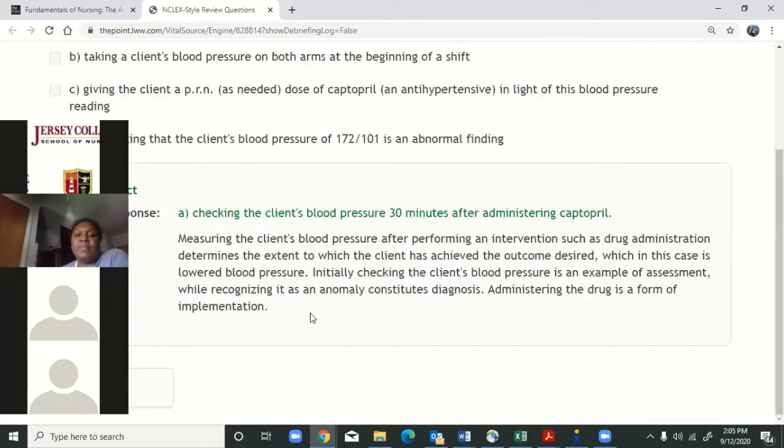So you're measuring the blood pressure. You've already done the intervention, such as the drug administration. Now you're going back to see, did my client have the desired outcome? Here you're not looking for an outcome. You're just recognizing. So it's more of a cognitive skill, really, and part of assessment. Okay, good.